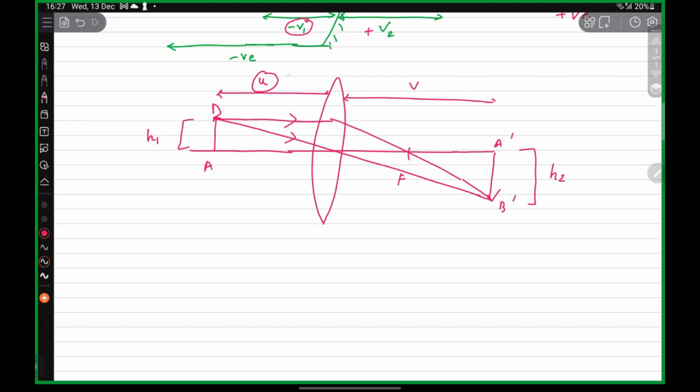Yeah, all of you said negative. It will be negative because we are measuring against the direction of light, right? Light is moving this way, and we are measuring from the optical center to the object. Correct. Will this height H1 be positive or negative? True, it will be positive. Everyone got it correct. This will be positive because we are measuring above the principal axis. Will this height be positive or negative? It will be negative. Correct? Because we are going below the principal axis.